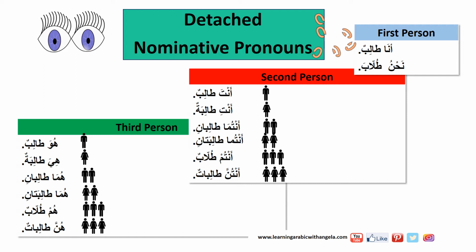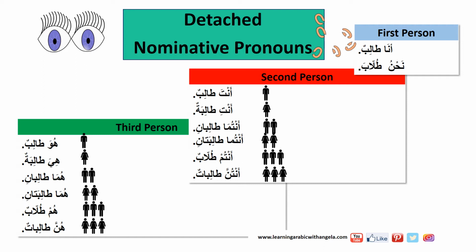أنتم طلاب for the masculine plural. أنتن طالبات for the feminine plural. For the third person, هو طالب, he is a student. هي طالبة, she is a student.